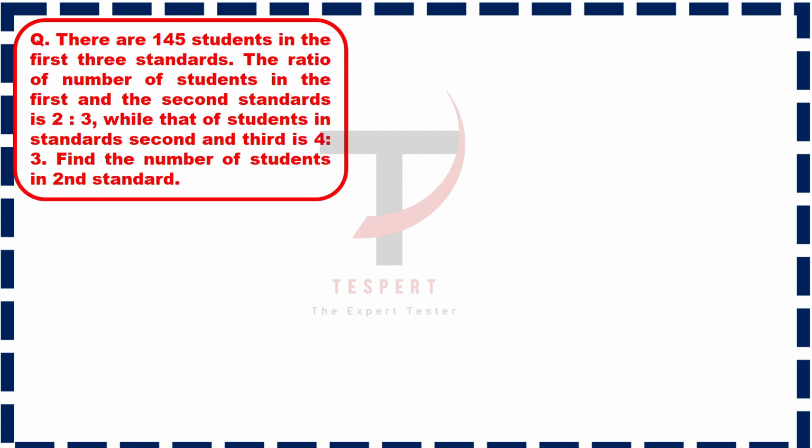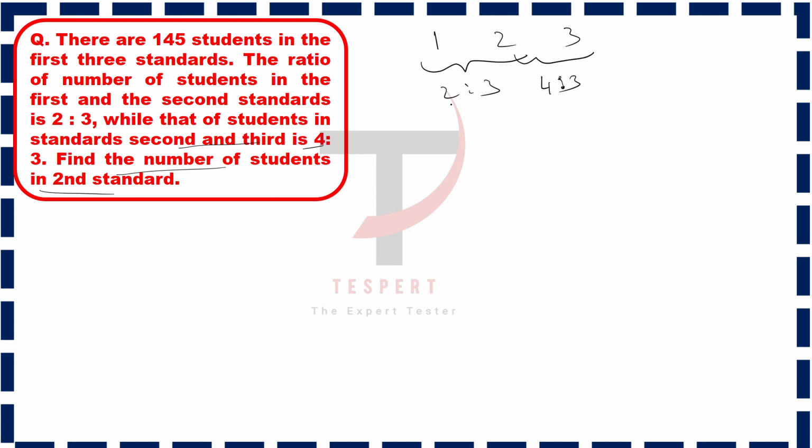So there are 145 students in the first 3 standards. So there are 3 classes, first, second and third one. There are 145 students in all these three standards, the ratio of number of students in first and second standards is 2:3. So in first and second standard, the ratio of students is 2:3, whereas the students in second and third are in the ratio 4:3. So in second and third, the ratio is 4:3. Right? Find the number of students in second standard.